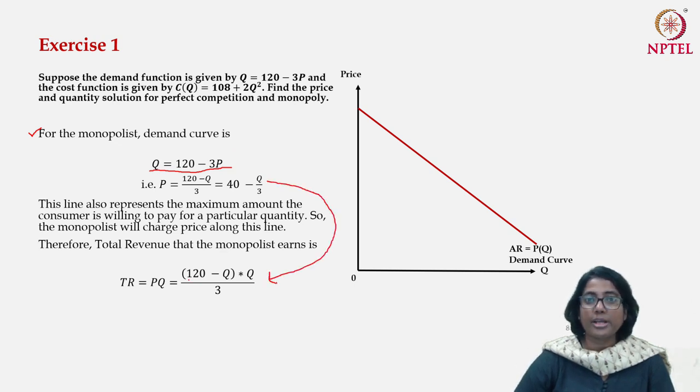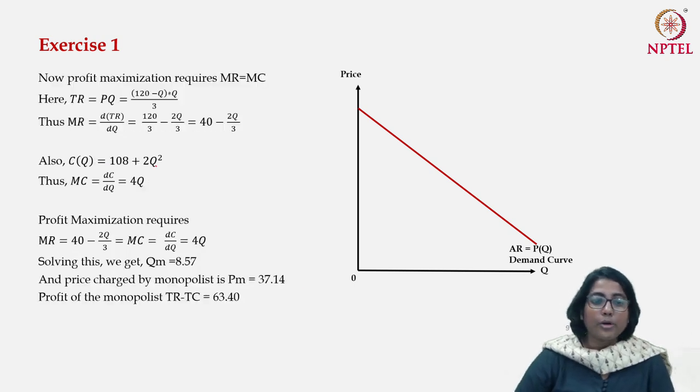So the total revenue that we have here is 120 minus Q divided by 3, the whole thing multiplied by Q. So this is the total revenue that the monopolist is earning. Now if this is the total revenue, 120 minus Q multiplied by Q divided by 3, what is the marginal revenue?